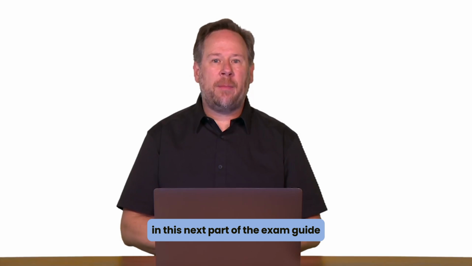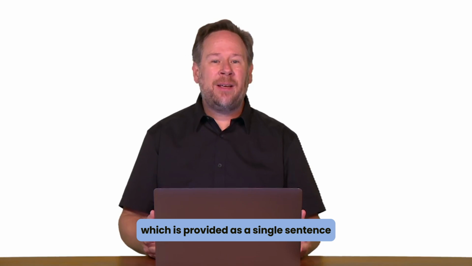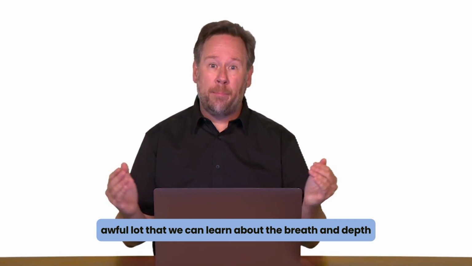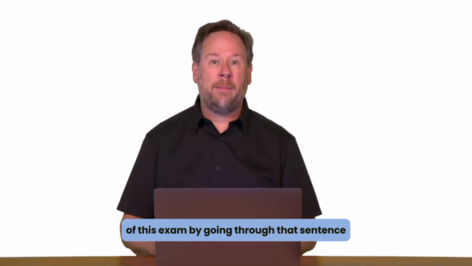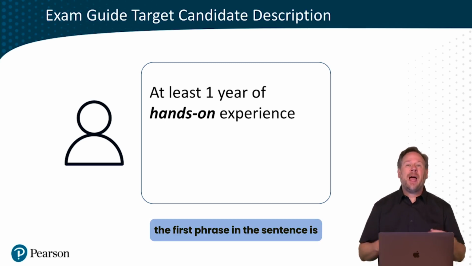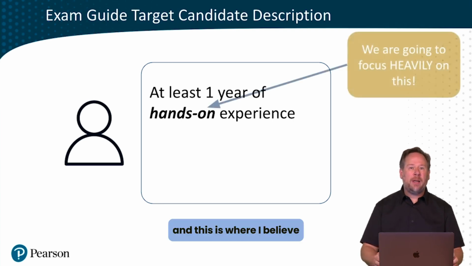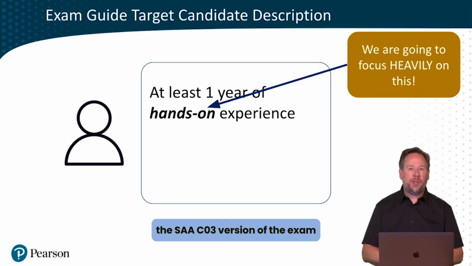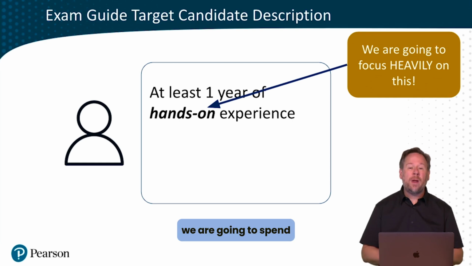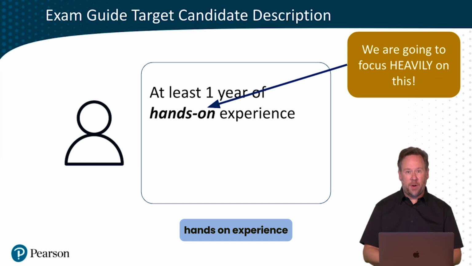In this next part of the exam guide, we're going to look at the target candidate description, which is provided as a single sentence. But there's an awful lot that we can learn about the breadth and depth of this exam by going through that sentence. The first phrase in the sentence is at least 1 year of hands-on experience. And this is where I believe the SAA C03 version of the exam diverges a little bit from the previous incarnations. We are going to spend a lot of our discussions talking about hands-on experience.